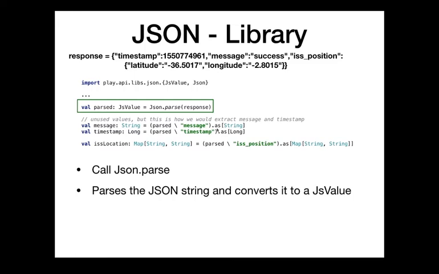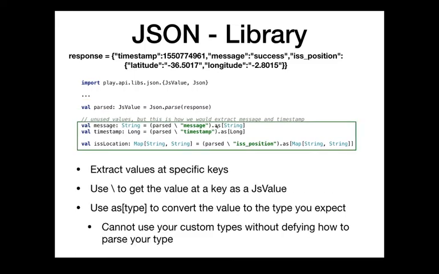And then we're going to use this as method. As is going to attempt to convert a JS value into a Scala type. This is where we can finally make that jump over to Scala. So this as method is going to take a type parameter, just like our data structures do. It's going to attempt to convert this JS value to that Scala type. So I'm going to say this: get the value with the key message and try to convert it to a Scala string. Then I can store it in a variable of type string.